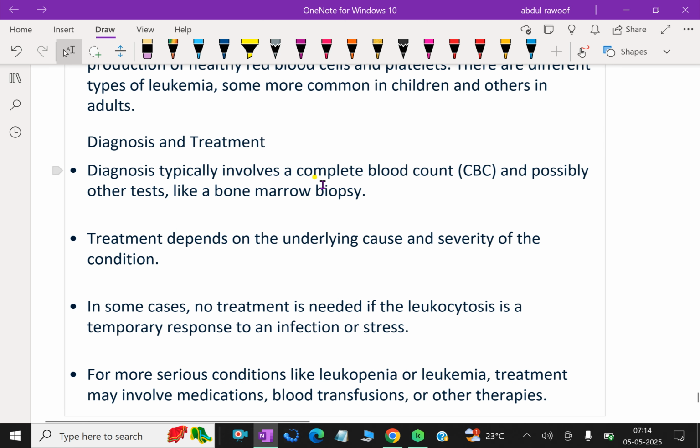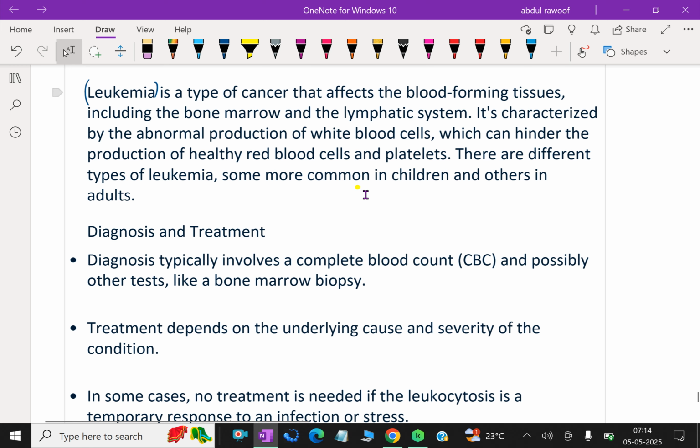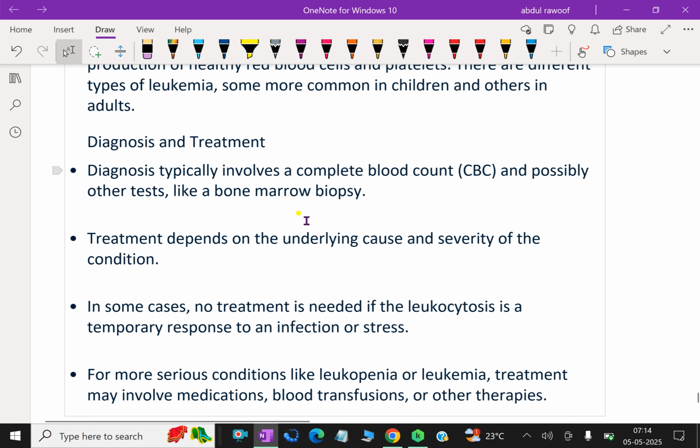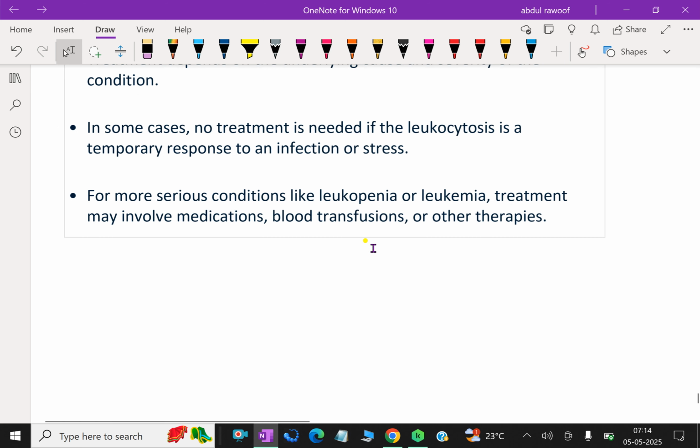Diagnosis and treatment. What are the diagnosis and treatment of leukemia? Diagnosis typically involves a complete blood count, CBC, and possibly other tests like a bone marrow biopsy. Treatment depends on the underlying causes and severity of the condition. In some cases, no treatment is needed if the leukocytosis is a temporary response to an infection or stress. For more serious conditions like leukopenia or leukemia, treatment may involve medications, blood transfusions, or other therapies.